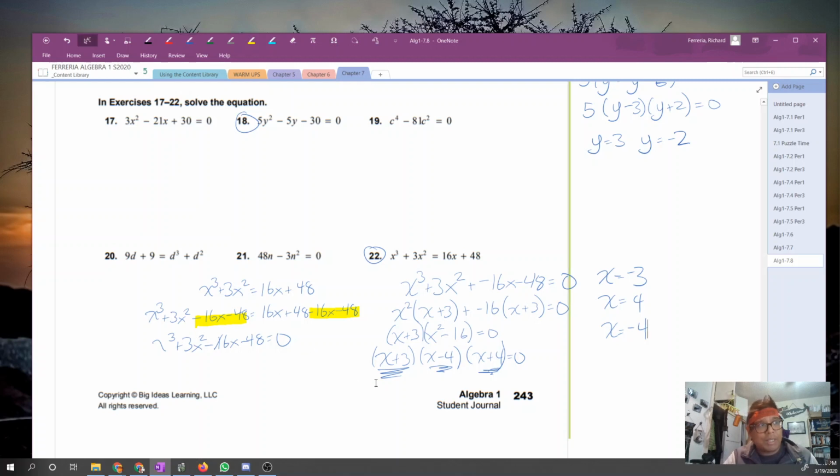Over here we can see we got x plus 3, x minus 4, x plus 4. We do the easy method. If x plus 3 equals 0, then x equals negative 3. If x minus 4 equals 0, then x equals positive 4. And if x plus 4 is equal to 0, then x equals negative 4. So that's all of the solutions to this one. That was a difficult one, and hopefully you stuck with it.